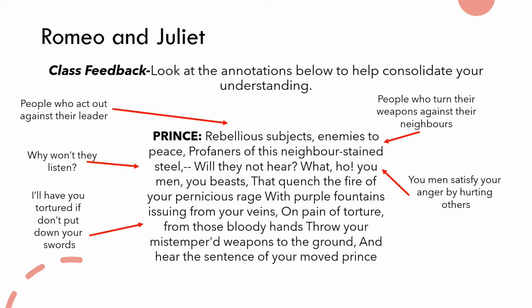When he realises he's not quite getting the message through, he goes a little bit further. So he says, "on pain of torture from those bloody hands, throw your mistempered weapons to the ground." So, I'll have you tortured if you don't put down your swords. This really emphasises how Prince is feeling during this part of the play. He doesn't condone the actions, and he's really getting very angry and furious that this fighting is allowed to continue.